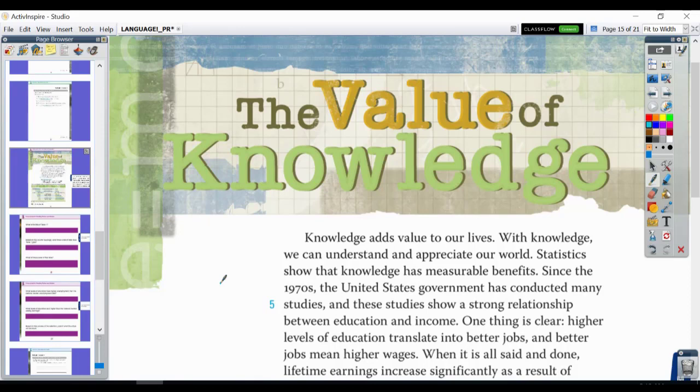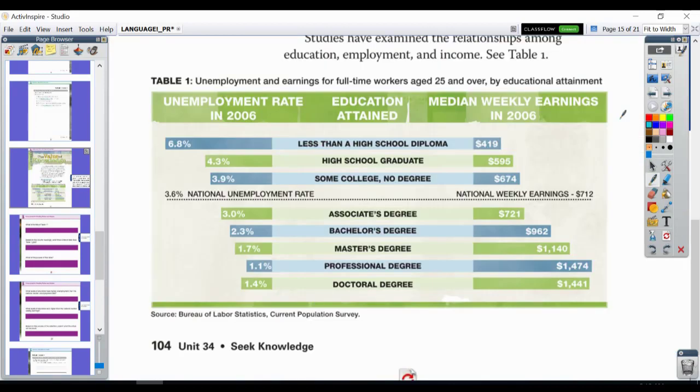Now look at page 104 in your textbook. It's called The Value of Knowledge. Let's look at Table 1 on page 104. The title of this table is Unemployment and Earnings for Full-Time Workers Age 25 and Over by Educational Attainment. The table presents statistical data or numerical information in the form of tables. Tables list columns. Here are your columns. That's a column, and that's a column. And tables list rows. The rows go across like that.